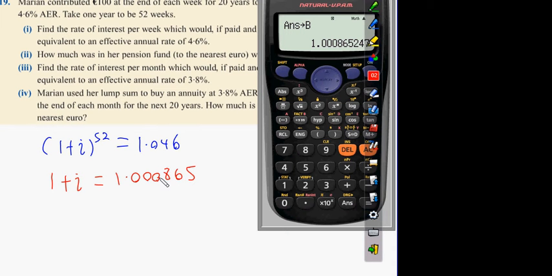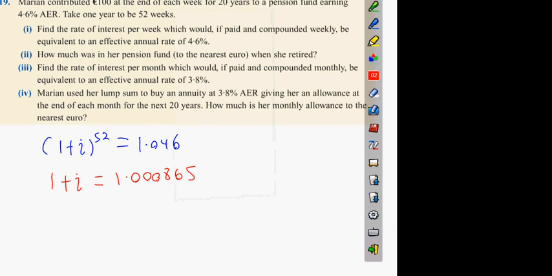Now guys, what it's asking us is, what is the same as a yearly rate of 4.6% if you do it weekly, if you compound 52 times in a row? Well, it's got to be a much smaller percentage than 4.6 to do the same trick. Therefore it's going to be 0.0865%. That's your interest per week. If you compound it 52 times in a row, it'll give you the same thing as 4.6% if you did it once for the year.